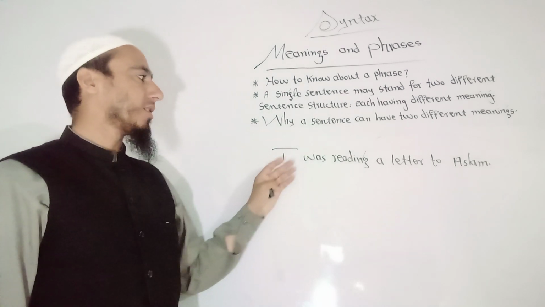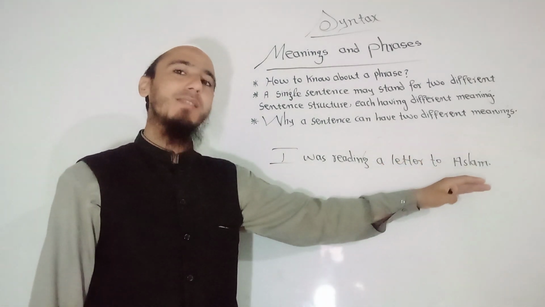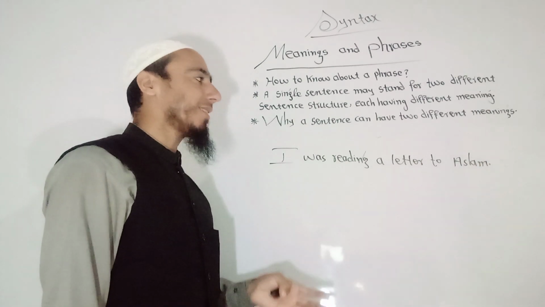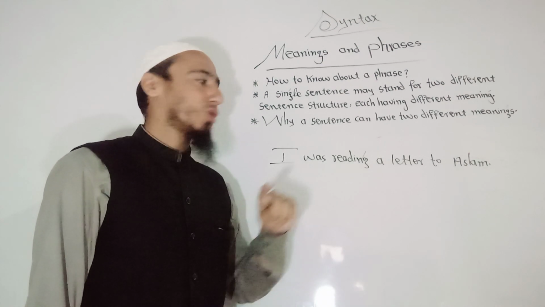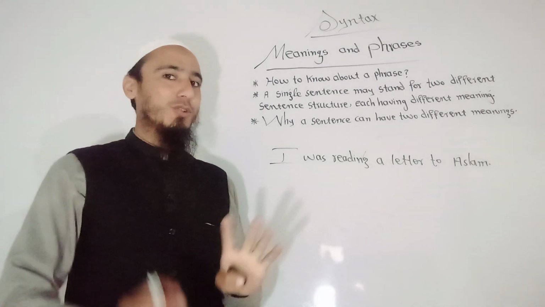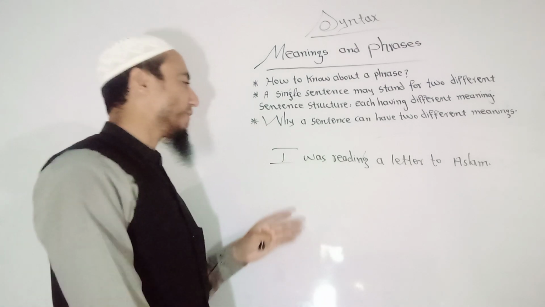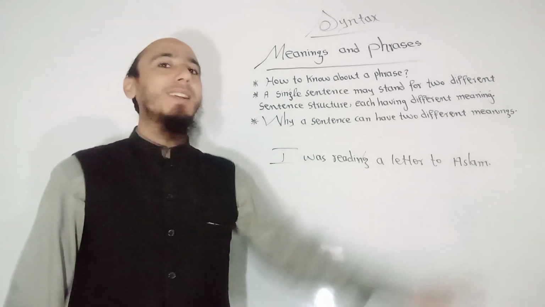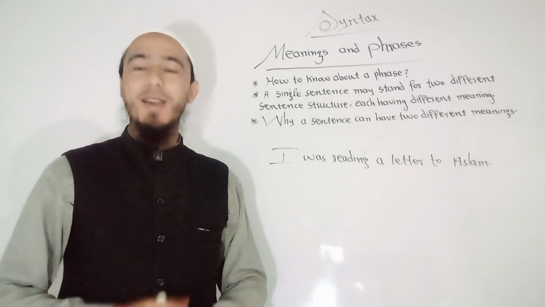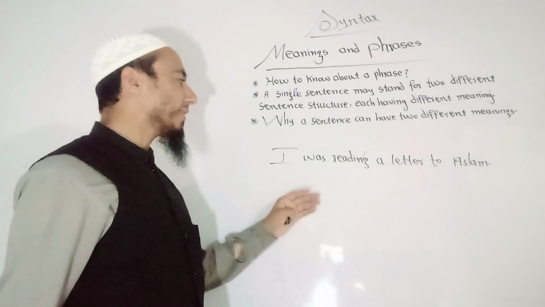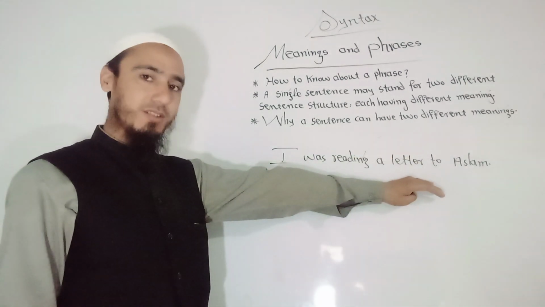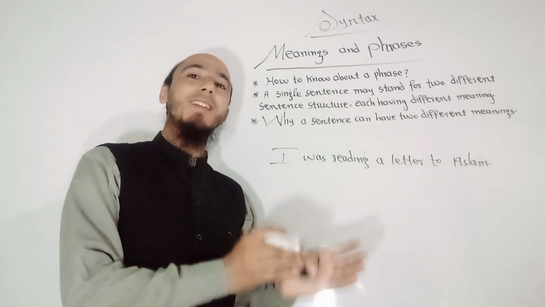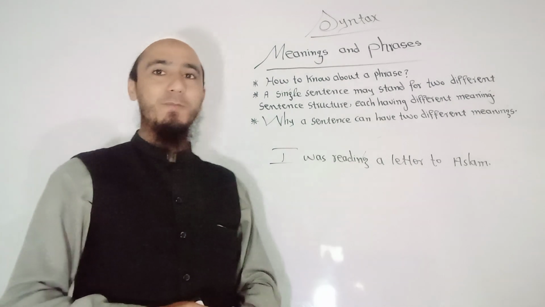I'm repeating. Someone has sent a letter to me, and I was reading this letter to Aslam. So two meanings are there. I'm repeating to avoid confusion. I was reading a letter to Aslam. However, this letter was sent to me by someone. This is one meaning. Another meaning is that I was reading a letter. Someone has sent a letter to Aslam, and I was reading that letter to Aslam loudly.